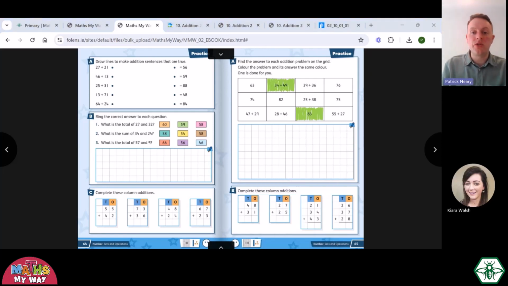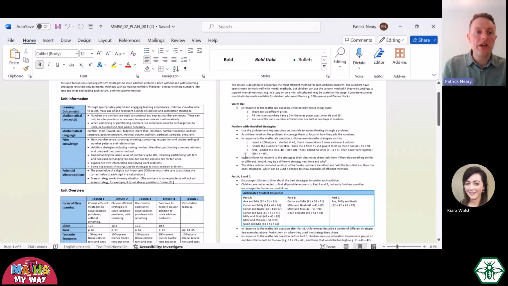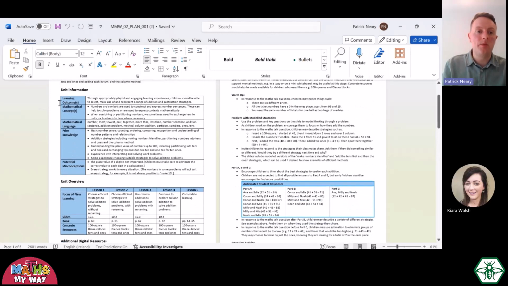To go with each unit, there are also editable lesson plans. On the first page of the plan, you'll see your curriculum information with the learning outcomes, the mathematical concepts, the maths language, prior knowledge that we would expect children to have before starting this unit, and potential misconceptions that the children might have about the unit. So all of your curriculum information is there for you, all ready to go.